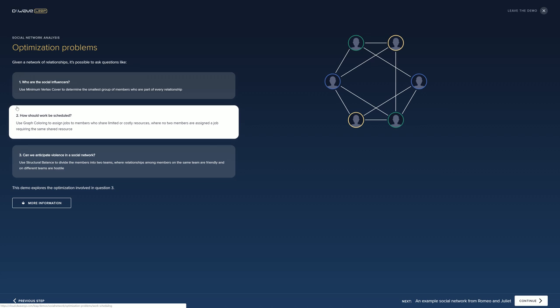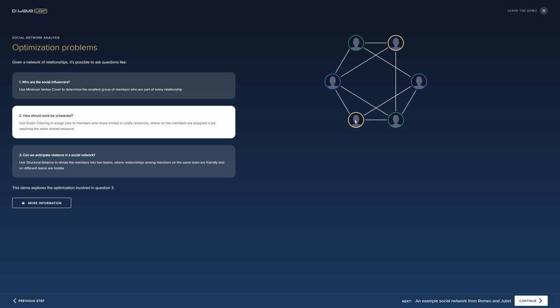How should work be scheduled? Use graph coloring to assign jobs to members who share limited or costly resources, where no two members are assigned a job requiring the same shared resources. Let me read this again. Use graph coloring to assign jobs to members who share limited or costly resources, where no two members are assigned the job requiring the same shared resources.